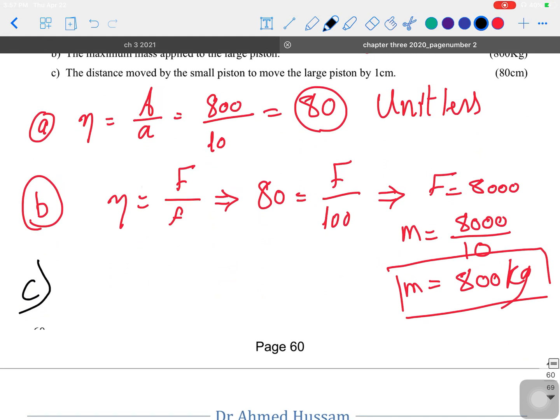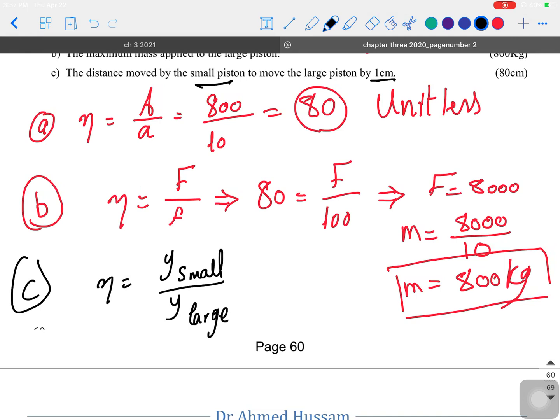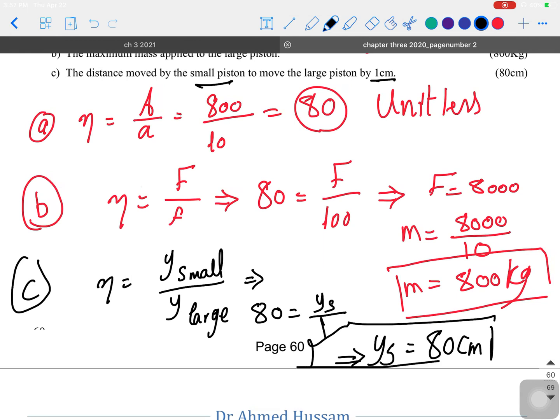The last one, the distance moved by the small piston to move the large by 1 centimeter. Eta equals y of the small piston over y of the large piston. 80 equals y small over 1, then y small equals 80 centimeters.